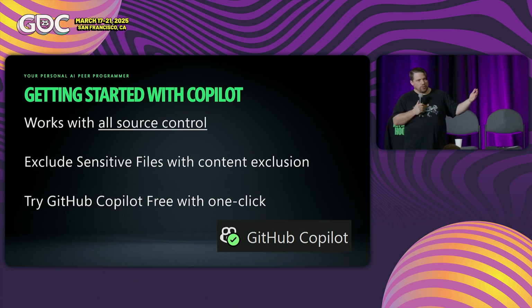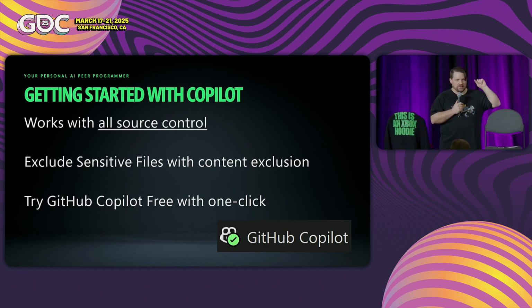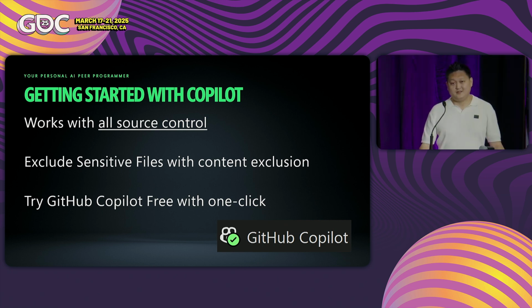If your company is worried about exposing sensitive information, source code, assets, other things like that, your organization can actually set content exclusion filters that make sure that information, those files never get sent across the wire, right? So this way you can go to your bosses and show them they have mechanisms in here to make sure our stuff doesn't leak. And again, you can try GitHub Copilot Free with that one click using that GitHub Copilot badge in the upper right-hand corner of Visual Studio. Great.